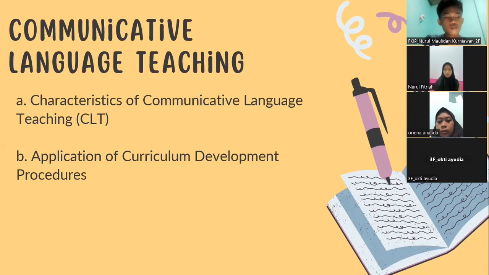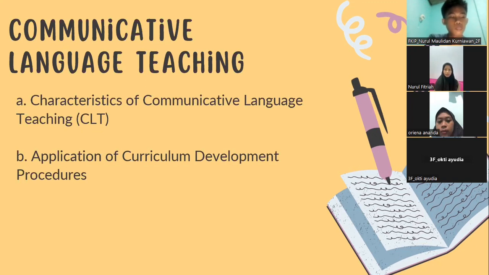2. Setting objectives. Clearly define the learning objectives that align with the needs analysis. Objectives should be specific, measurable, achievable, relevant, and time-bound, or SMART. 3. Content selection. Choose appropriate content and materials that support the learning objectives and engage the learner. This may involve selecting textbooks, supplementary resources, and authentic materials relevant to the target language.